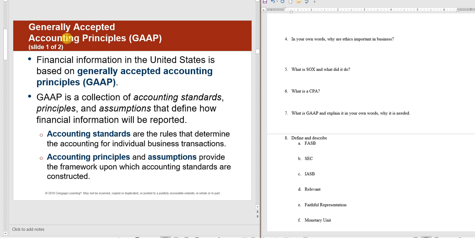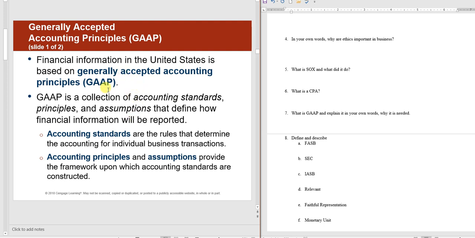In the same way, generally accepted accounting principles are the rules for the financial statements. So if I pick up one set of financial statements from Apple, and then I pick up another set of financial statements from Amazon, I know that they were prepared under the same set of rules, so I can read them and compare them. That's all generally accepted accounting principles are.